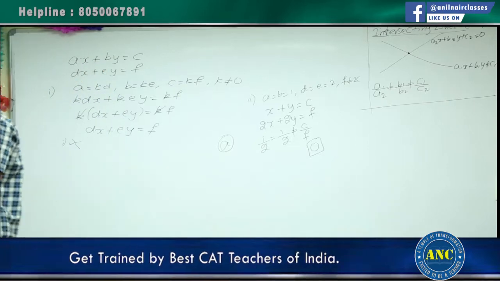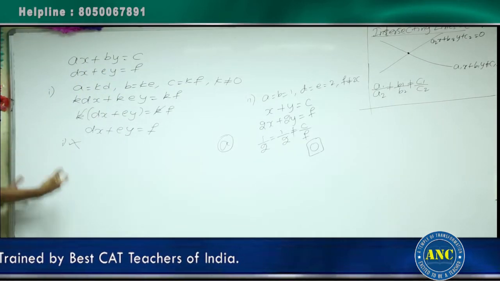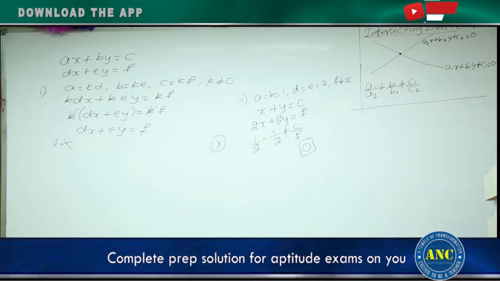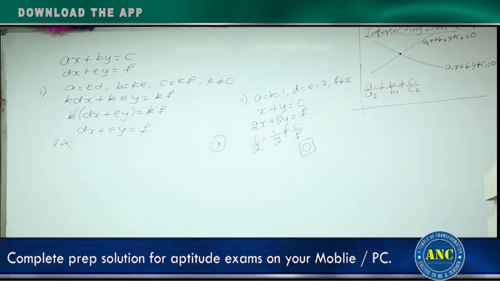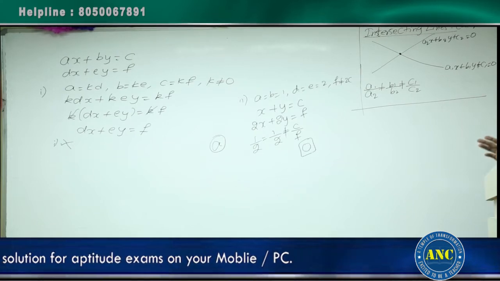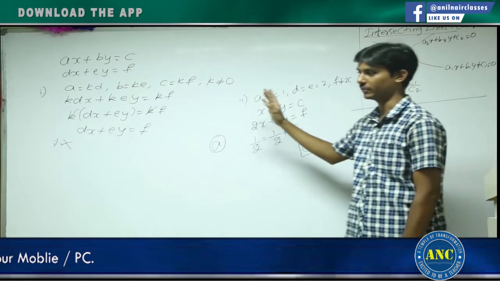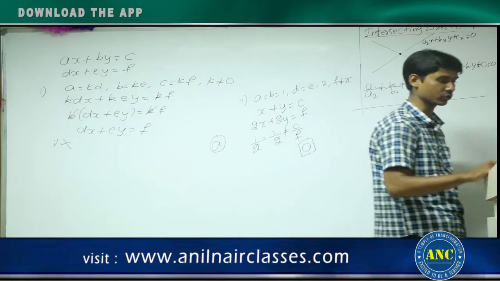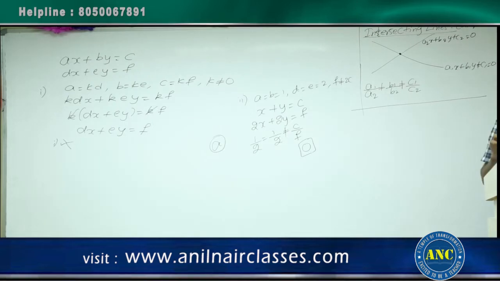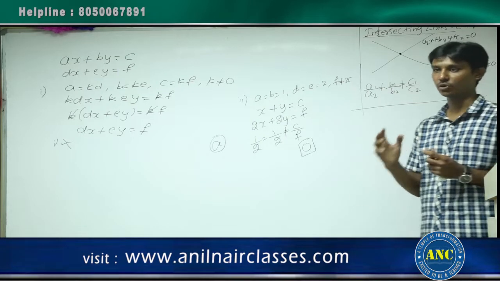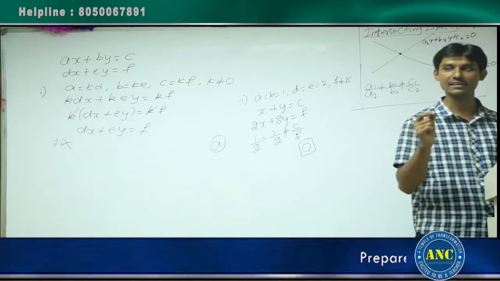Doubt? It all depends upon the way you think. I think till 20th we have done. 23rd is exactly similar to the same concept. It is also based on lines. Let us solve 23rd question. There are two straight lines in the xy plane with equations ax plus by equal to c, dx plus ey equal to f. Do the straight lines intersect is the question.